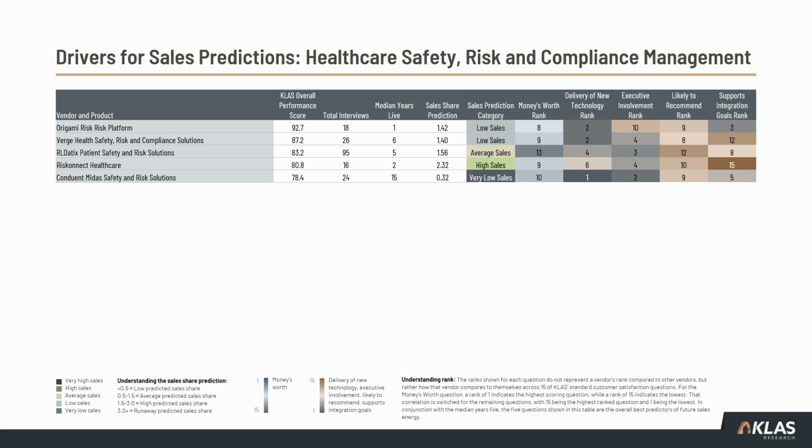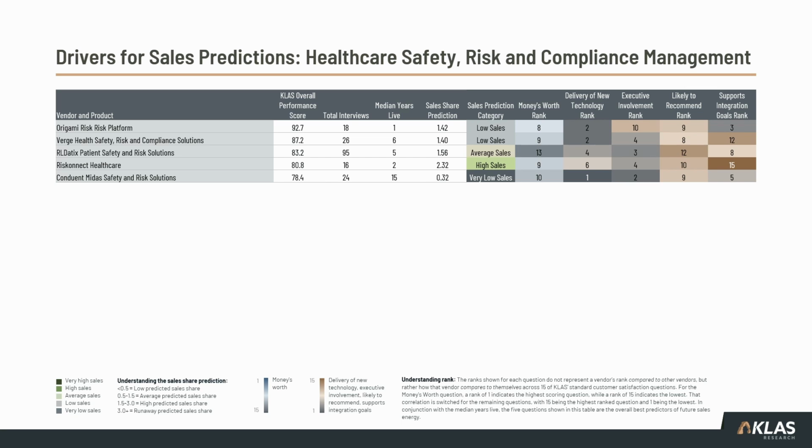One interesting thing to note in this market segment is when we're looking at Verge and RLDatix, these are actually a suite of a lot of different solutions. So though for RLDatix we're predicting average sales, this is also including 3 or 4 different products in this model. And RLDatix also bought Verge, which is a good thing to know. Origami, we're also starting to see some energy, which is a little bit different than the low sales prediction that we are seeing on here.